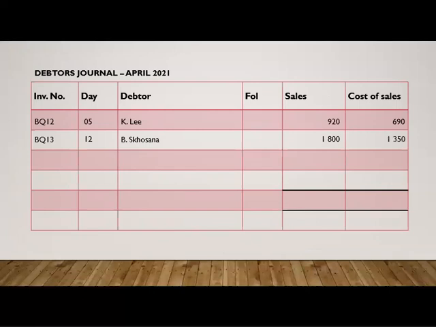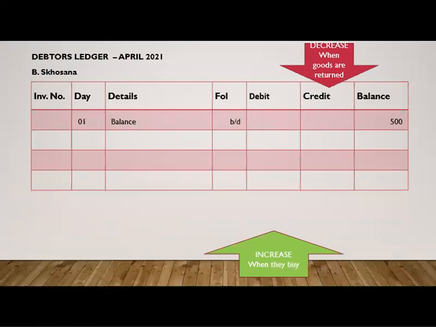This will also be recorded in Biscosana's debtors ledger account, on the debit side, because Biscosana is buying more goods on credit, well, actually increasing what Biscosana already owes us. Biscosana already owes us 500 when now Biscosana has added to his debt. So we will simply take that 500 added with 1,800. It'll give us 2,300.